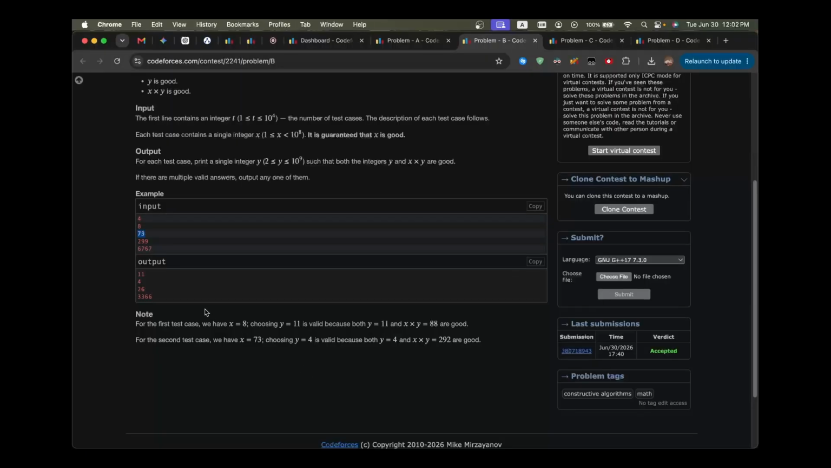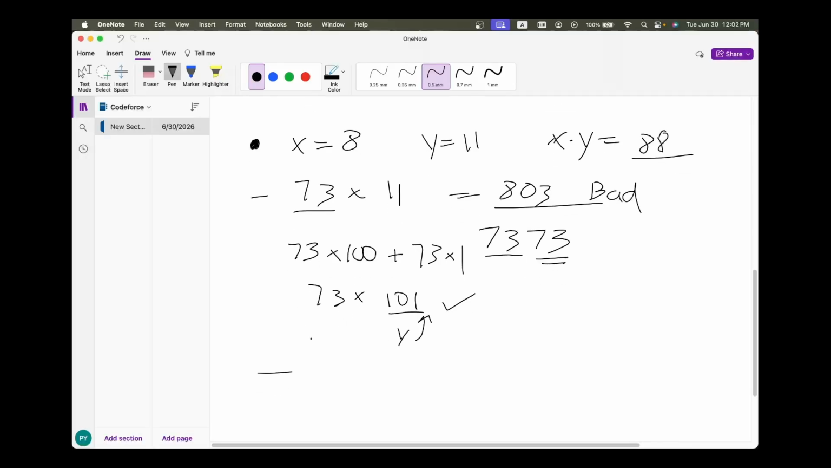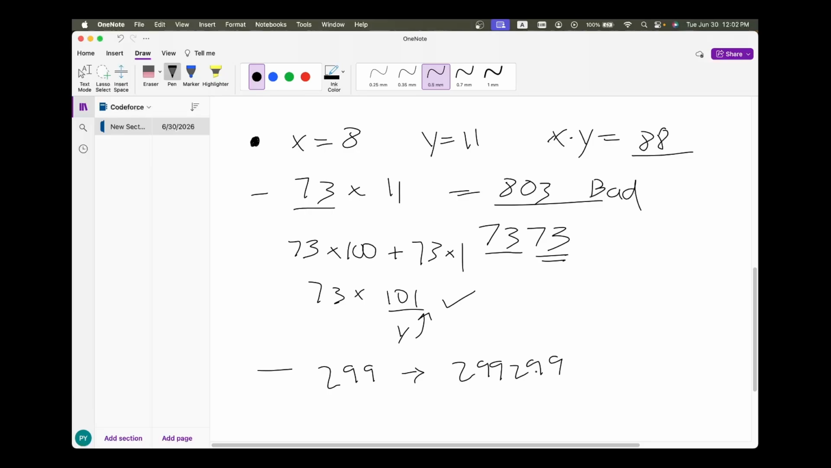And then by that same logic, you can convert 299 into 299,299.